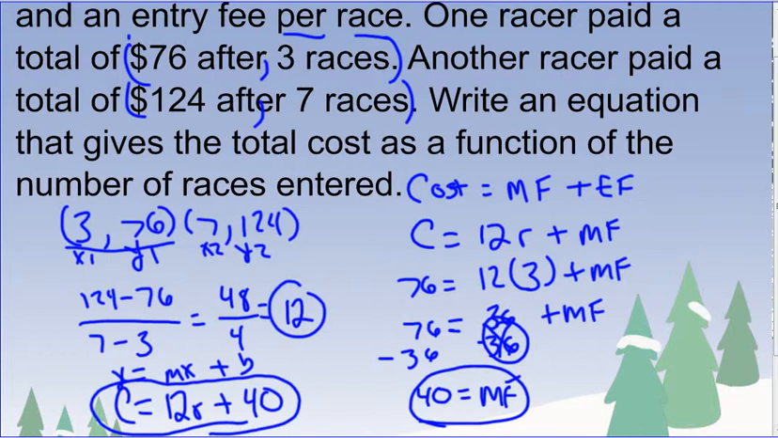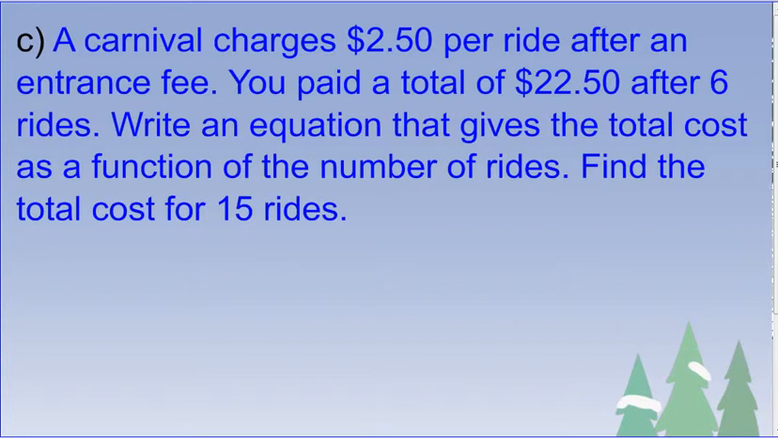Letter C, I'd like you to try on your own. Letter C says a carnival charges $2.50 per ride after an entrance fee. You paid a total of $22.50 after 6 rides. Write an equation that gives the total cost as a function of the number of rides. Find the total cost for 15 rides. Go ahead, pause the video, copy the problem down, do the problem, hit play when you want, if you need a little help, or if you're done and you want to go through it together.